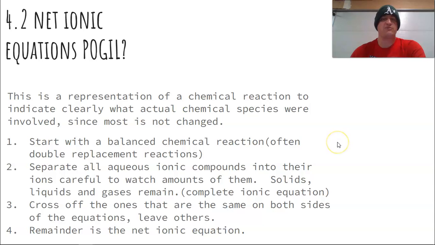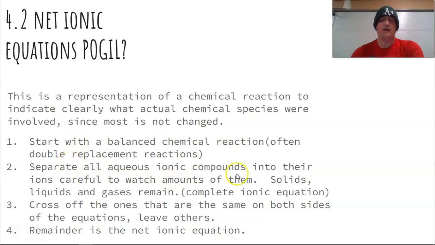So this represents really what's going on. It gives you focus of what chemical species were actually involved, since most is not changed, so they highlight that. You always need to start off with a balanced chemical reaction. You should be able to balance equations from regular or honors chem. Often they're double replacement reactions, so that's a compound and another compound, where you usually switch the ions and you get two new compounds. Very systematic, generally very simple. We also have ones where water is produced and others, so you'll see some in the labs as we come across and through our practice.